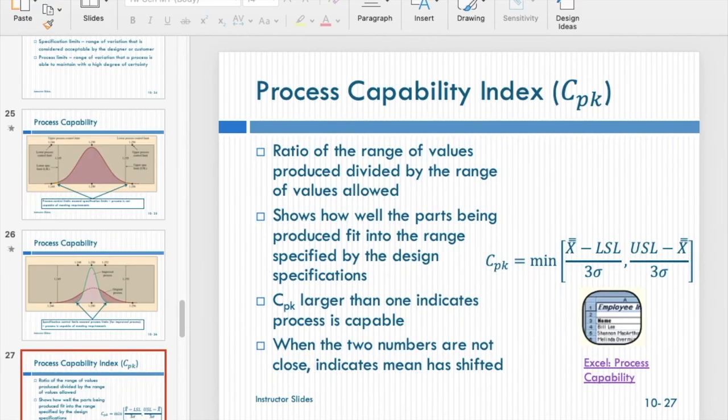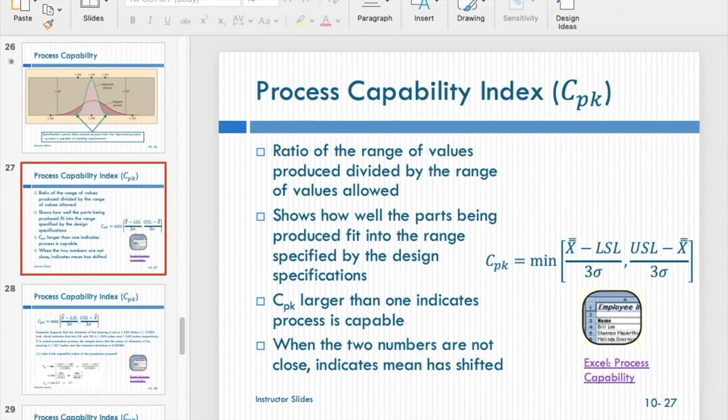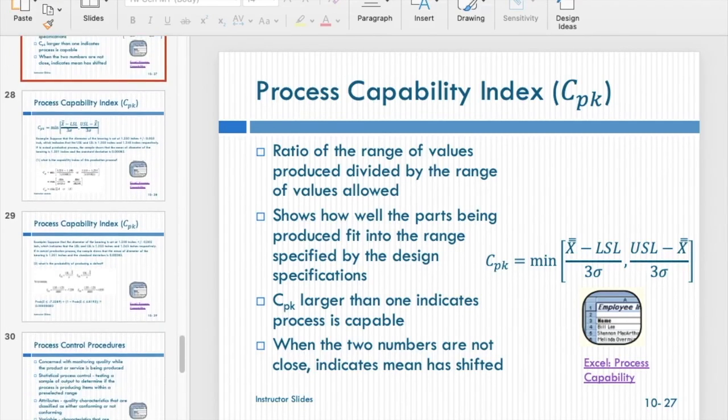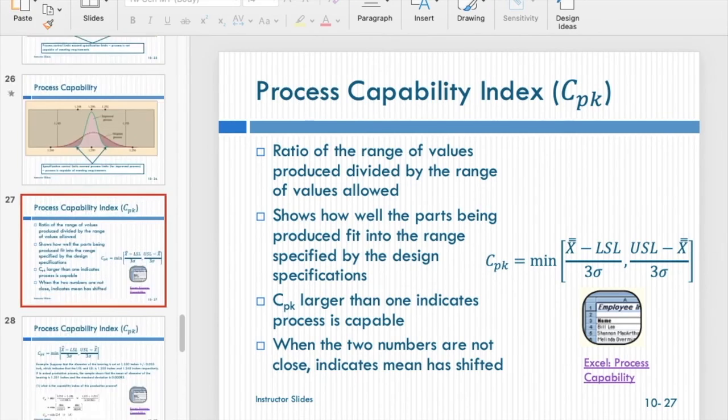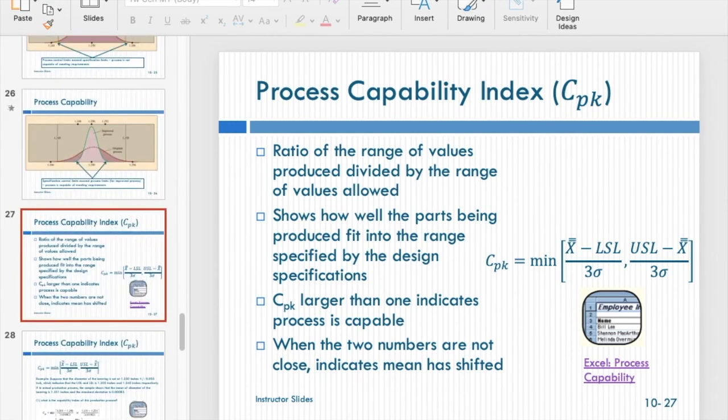Okay, in order to figure out how well the process control limit fits within the specification limit, we use a very important index. We call it the process capability index. Actually, this index is very important, but it's very straightforward. Okay, let's talk about this. So first of all, what is the process capability index?